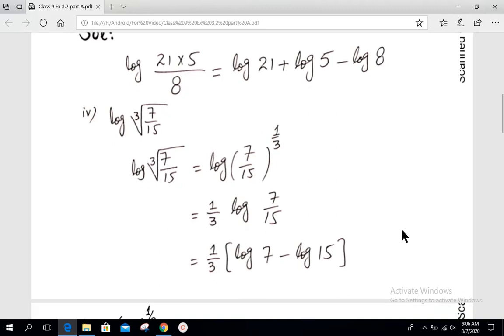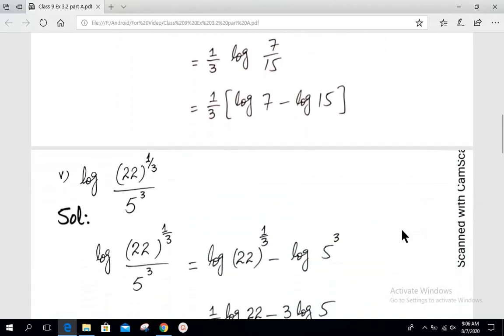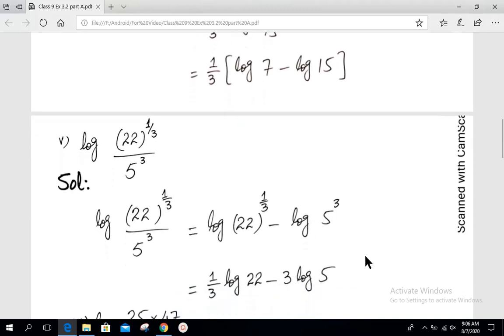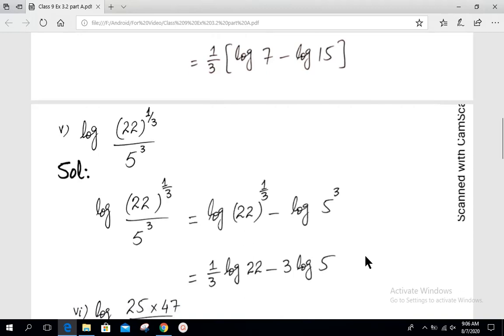that is the statement of second law of logarithm. Moving to the next part number 5, the value is log of 22 whole power 1 by 3 whole divided by 5 power 3. We will first apply second law of logarithm, that is it is of the frame log m over n. So we have log 22 whole power 1 by 3 minus log 5 whole power 3. Both are now in the frame of third law of logarithm. Power will come first. So the first one can be written as 1 by 3 log 22 minus 3 log 5. That is my answer because that is a simplified one.